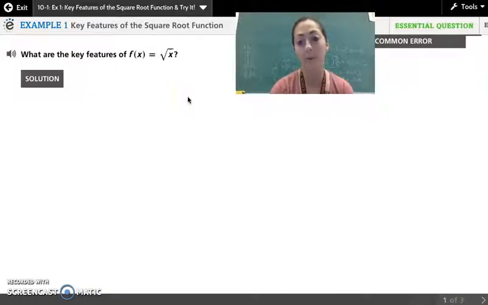Hey guys, so with topic 10, we're working with square root functions. So that's exciting. It's a different function. We've worked with quadratics, exponential, absolute value, linear. So now we're working with the square root function.